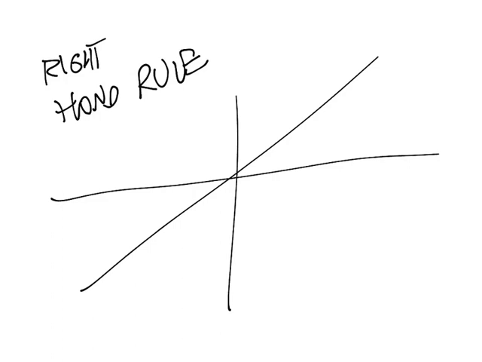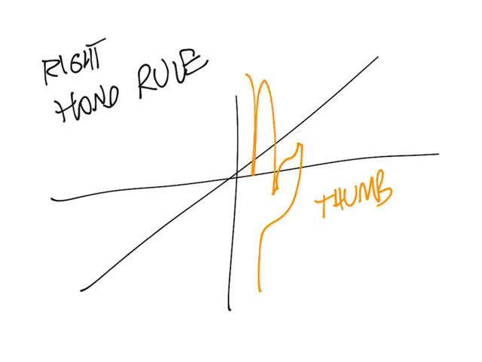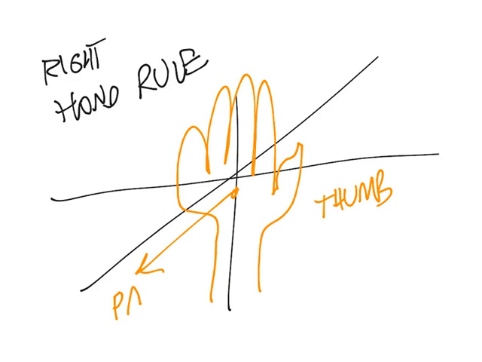This is called the right-hand rule. Imagine your right hand. Here is my thumb, and then here are my fingers: 1, 2, 3, 4. Check and make sure. And this is my palm right here.